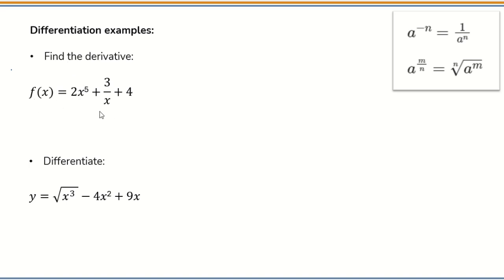To do it, first, I need to apply one of the law of indices to this term. I need to apply this one. To be able to understand it better, I'm going to write down an example. So if we have x to the power of minus 5, this equals 1 over x to the power of the same index but positive.